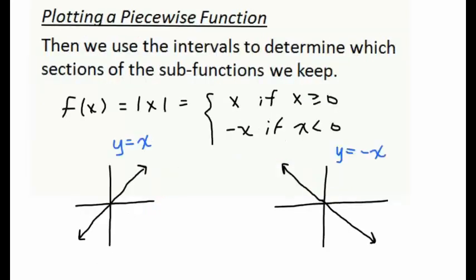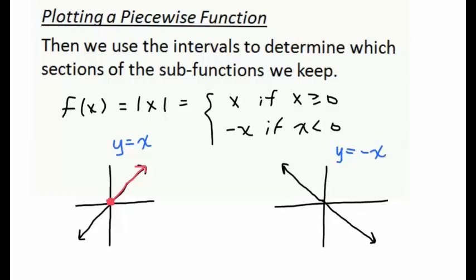Now that we know what our subfunctions look like, we move over to our intervals, and we determine which sections of our subfunctions we're going to keep for our final picture. Looking at our first subfunction, y is equal to x, we want to keep the portion of this graph that is greater than or equal to 0. So that means everything on this side of the x-axis. I'm going to go over this picture in red to indicate what portion we're going to keep. Since we have a greater than or equal to sign, I'm also going to put a solid dot here at the origin, because we're going to keep that point from this first picture.